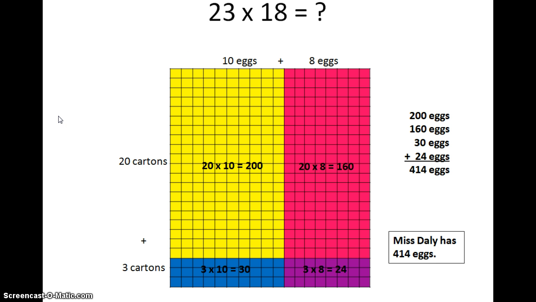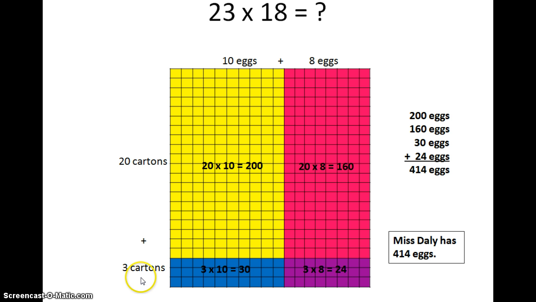Now let's multiply it out. We have 20 cartons times 10 eggs. As you can see here, 20 times 10 is 200 eggs. Then we have 20 cartons times 8 eggs. 20 times 8 is 160 eggs.